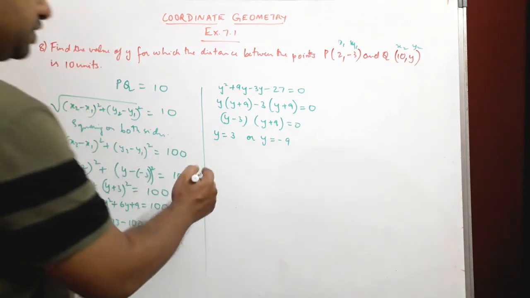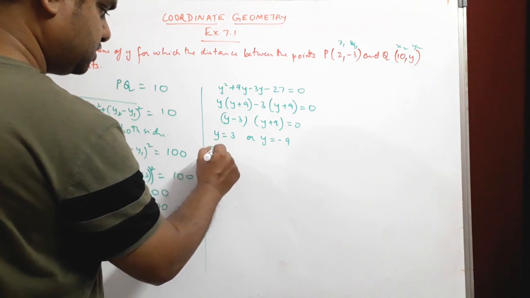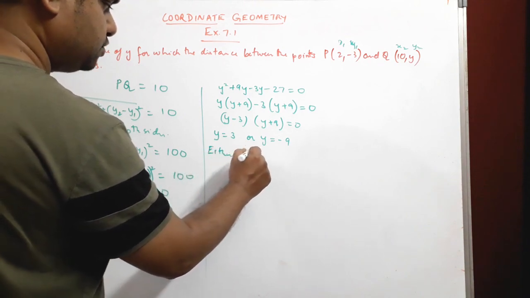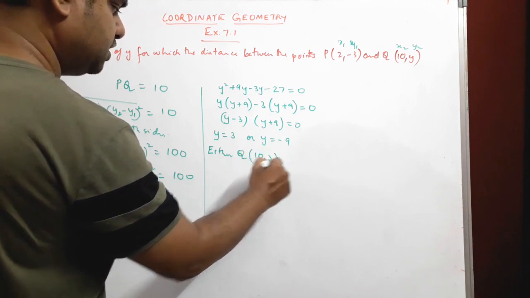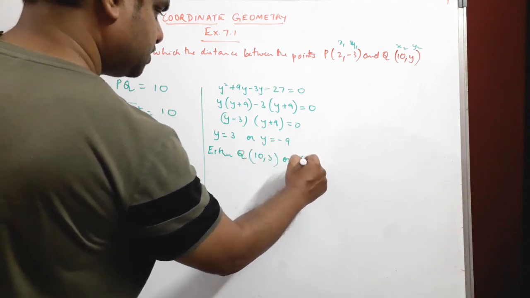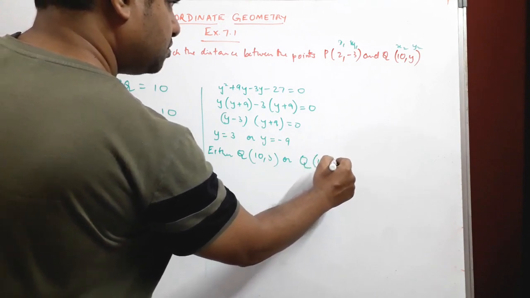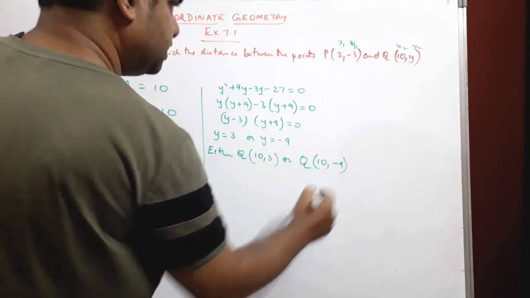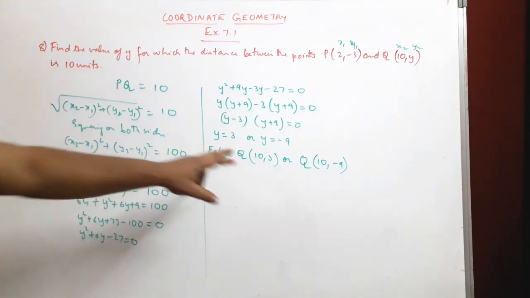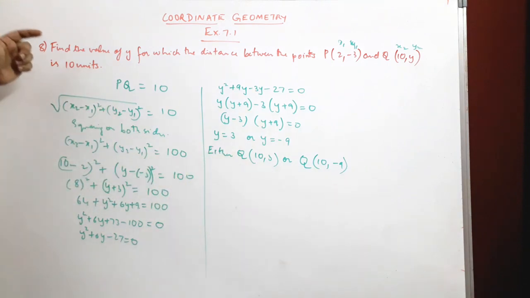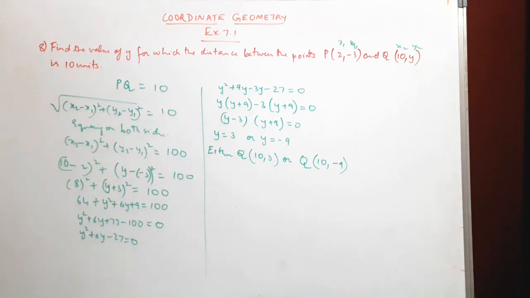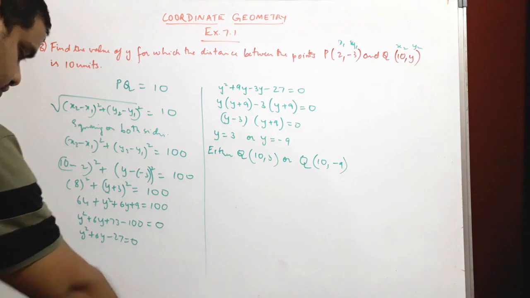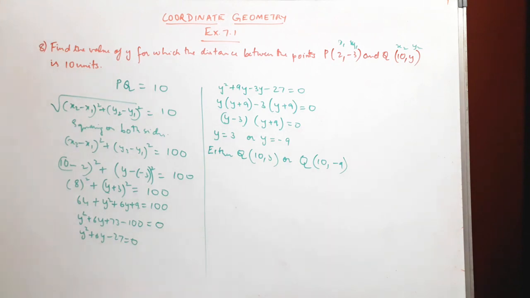Okay, so we could have either Q be 10 comma 3 or Q 10 comma minus 9. In both instances you will be able to get the distance PQ equal to 10. That is what it means. So it's possible to get two values. Fine. So these are the two problems we have solved in this video.